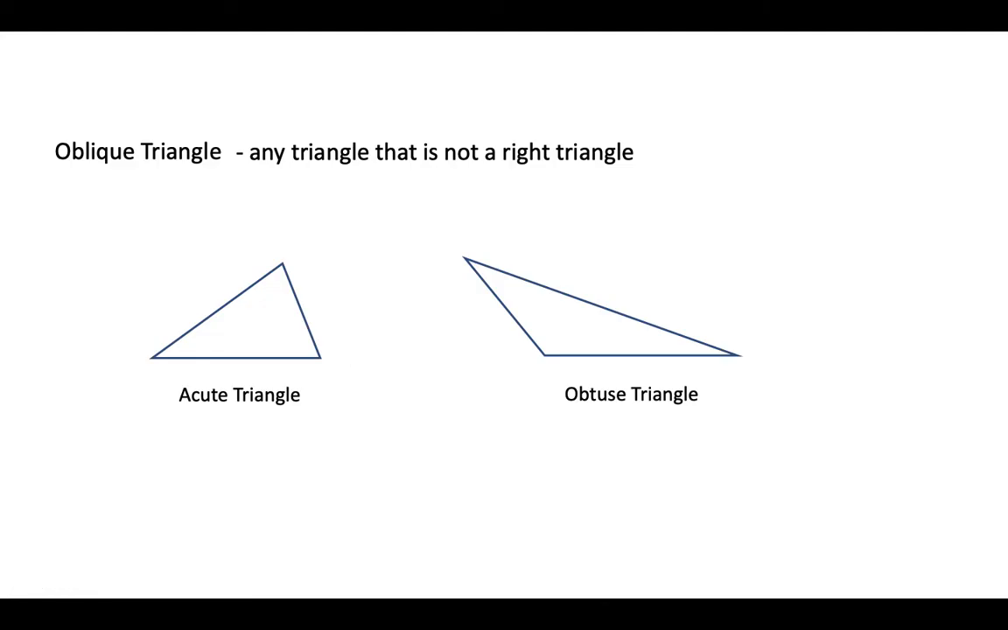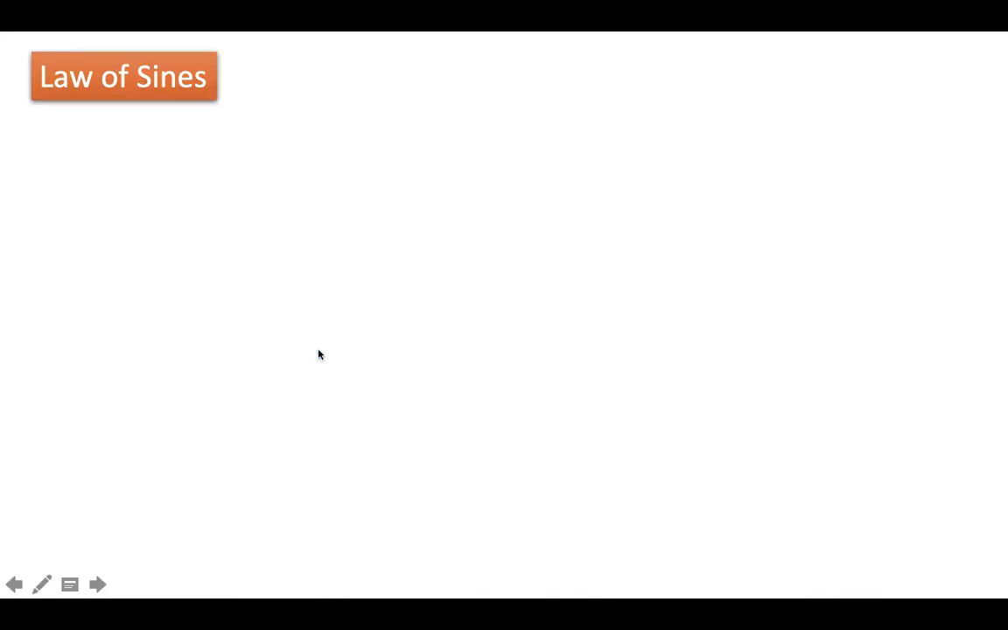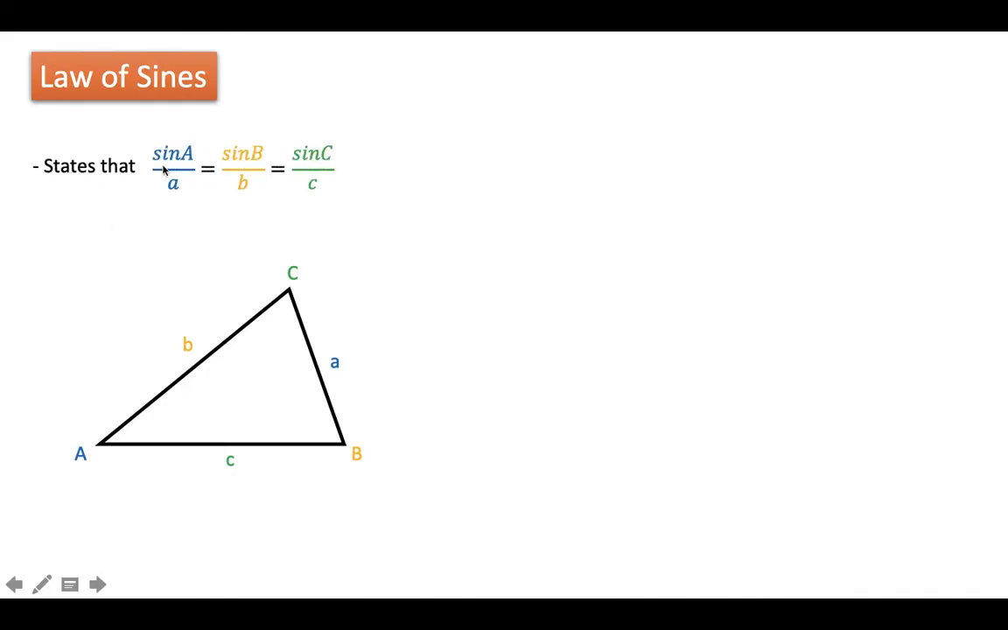Now, in order for us to solve the sides and angles of these oblique triangles, we need the law of sines. Consider a given triangle ABC with the sides in lowercase a, b, and c respectively. The law of sines states that sine of angle A over side a is equal to sine of angle B over side b, which is also equal to sine of angle C over side c.